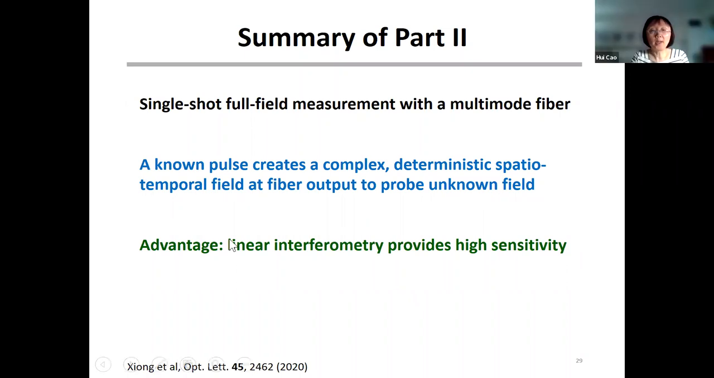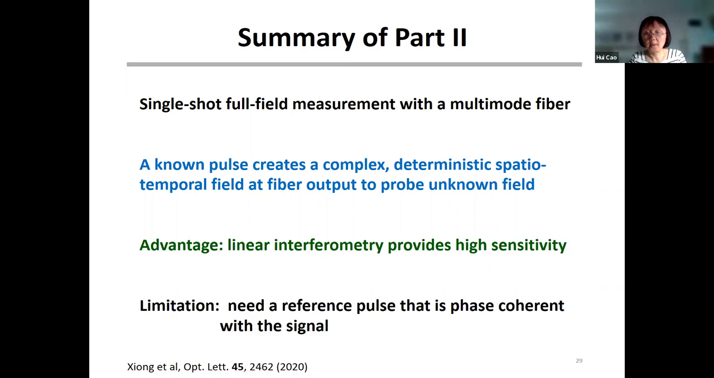Okay. So now what is the advantage for these things here? Because we're doing a linear interferometry, so this can give us high sensitivity. Okay. And what is the limitation? We need a reference pulse. Okay. We need a known pulse to generate this kind of spatial temporal speckle.